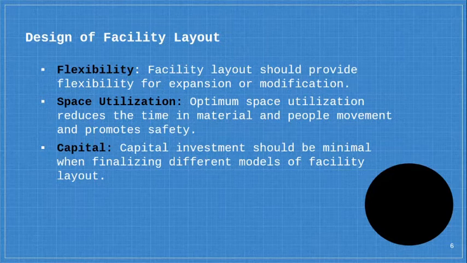Space utilization. Optimum space utilization reduces the time in material and people movement and promotes safety. This means your place should be orderly and not messy, so it is easy to follow where the admin and the employees are located. Capital investment should be minimal when finalizing different models of facility layout. This means if your space is flexible, you spend less on renovation if your business booms, for example in a BPO that needs more space, you won't need to rent another building.